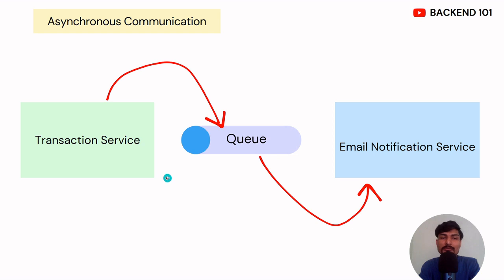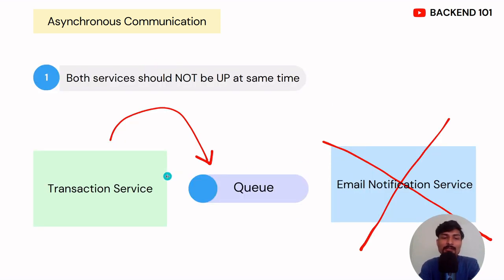It is like two persons talking to each other, but not face to face, rather by writing down on a piece of paper. Transaction service has a message to send to the email notification service. It writes that message down on a paper, a queue in our case. And the email notification service will pick up or read that message from the paper, or the queue in our case. So this decouples the transaction service and the email notification service. So both services do not need to be up at the same time.